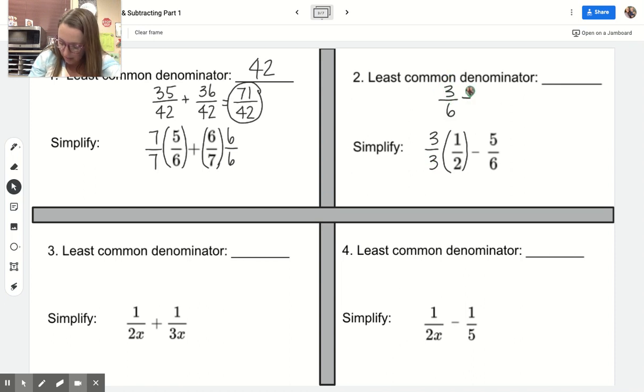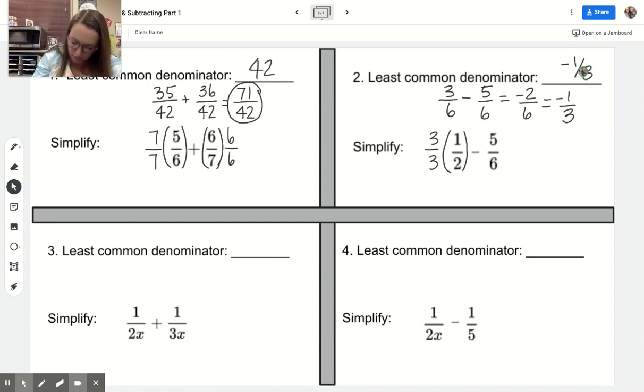3/6 minus 5/6, and they have a common denominator. That's going to give me -2 over 6, which is -1/3. You can always simplify your final answer if possible. Oops, that's not where the final answer goes. The least common denominator was 6. Here's my final answer.